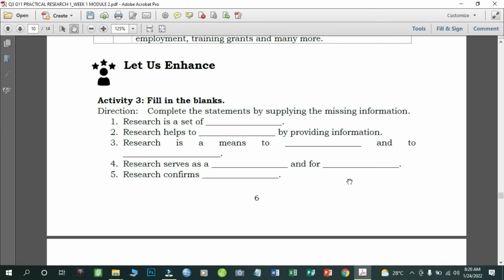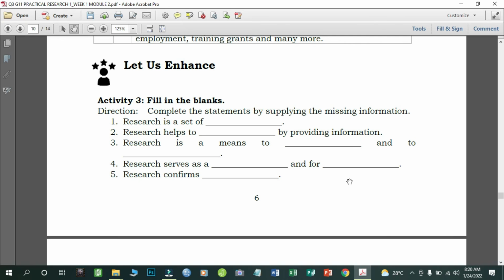Okay, number 2, research helps to blank by providing information. Okay, what's your answer? The possible answer is, research helps to strengthen arguments by providing information. Okay, I hope you got the answer correctly.